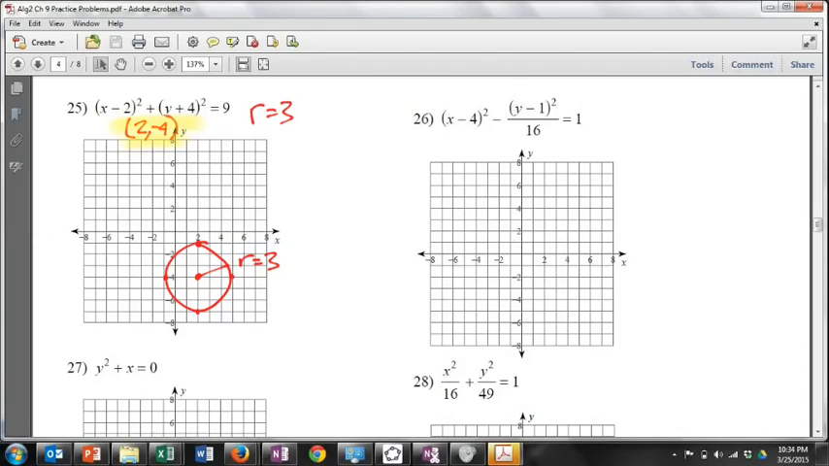Number 26. This is an ellipse. Oh no, sorry, not an ellipse. The minus sign says it's a hyperbola. And in fact, because the x squared comes first, it's going to be a left-right type of hyperbola. Let's figure out how to draw the box. It's centered at 4, 1. We get that from the 4 and the 1 right there. So now we're going to plot out the center. 4, 1 is right there.